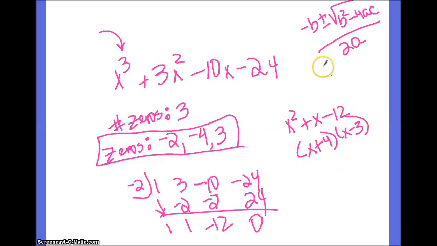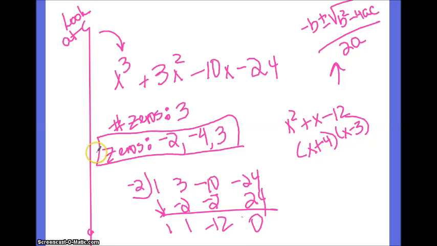If it doesn't factor, then you would have used your quadratic formula. But what I was trying to show you here is your starting point. If they don't tell you what one of the zeros is, you have to look at your calculator. Sorry about that. Go to the top. Look at your calculator to find your starting point, which was our negative 2.